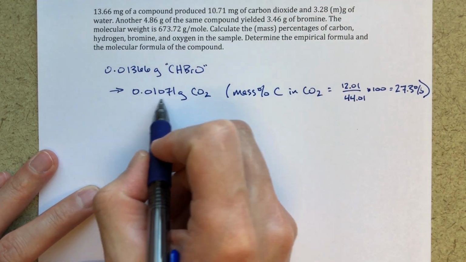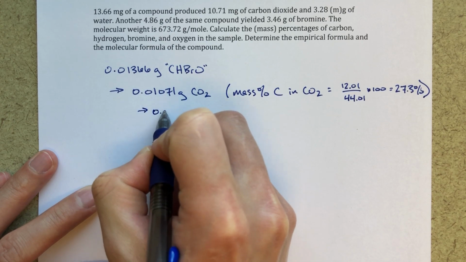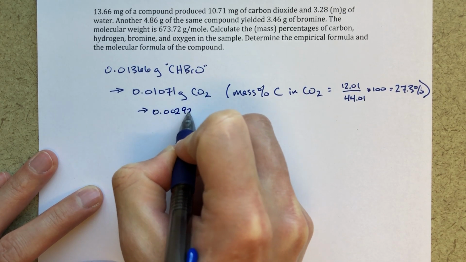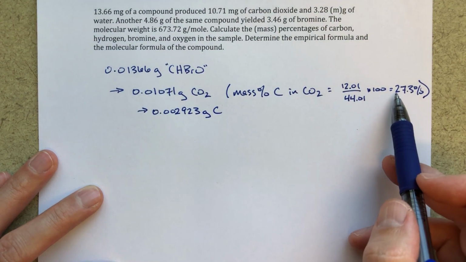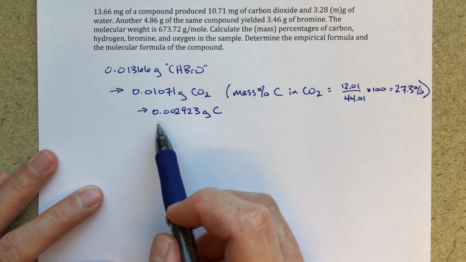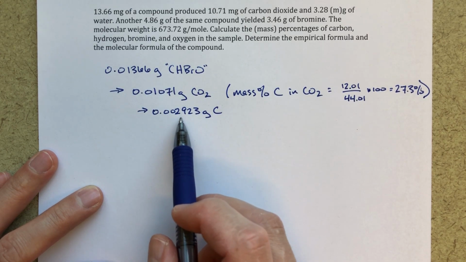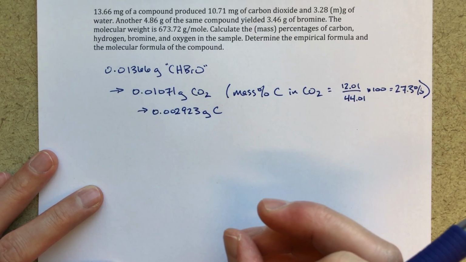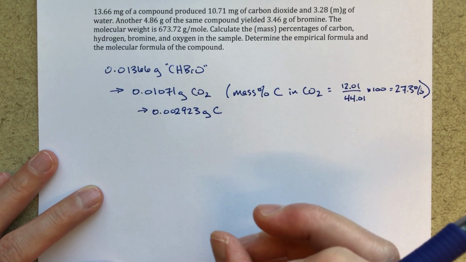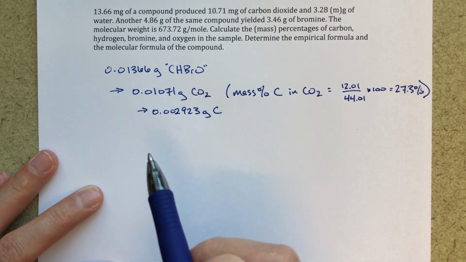So if this is my grams of CO2, then I'm going to end up with 0.002923 grams of just pure carbon. That's taking 0.273 times this value here. So from this sample of CO2, that's how much carbon is in that sample. And that carbon came from this original sample up here.